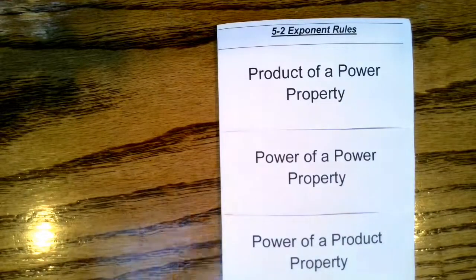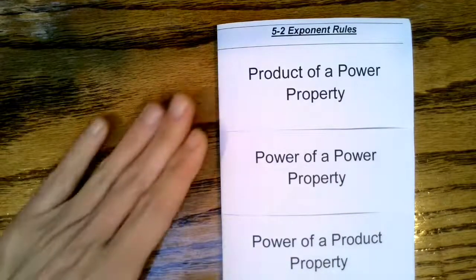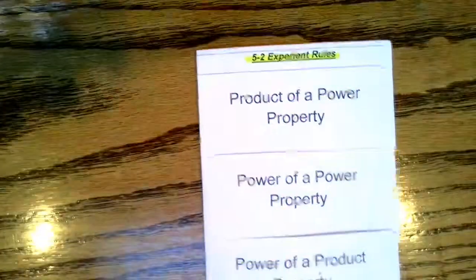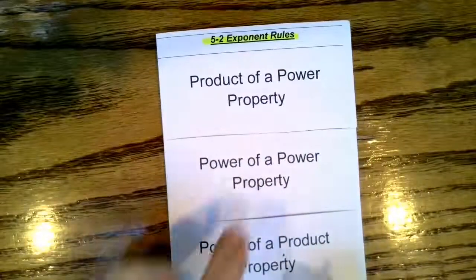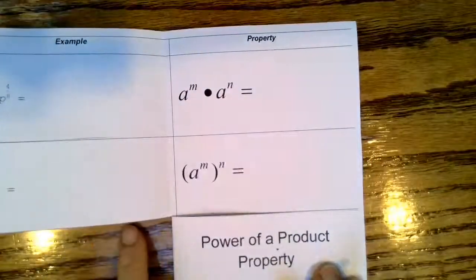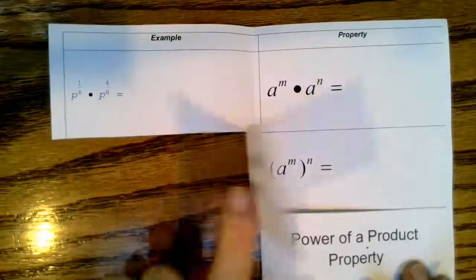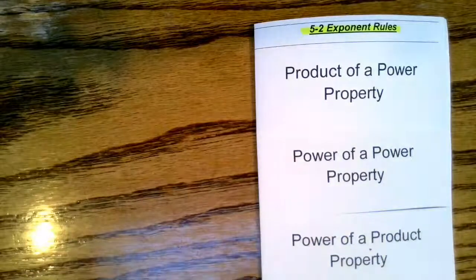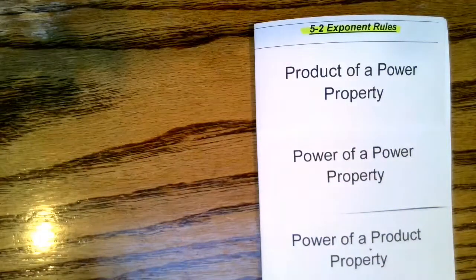Hey everybody, so here's notes 5-2 and we're going to make a flip book. So you fold your paper in half and cut along these lines inside to make sure you can see the different properties and the rules that they have. Alright, so first we're going to talk about the product of a power.